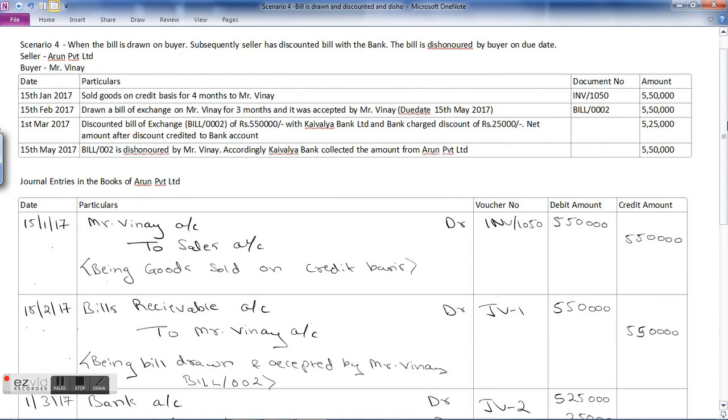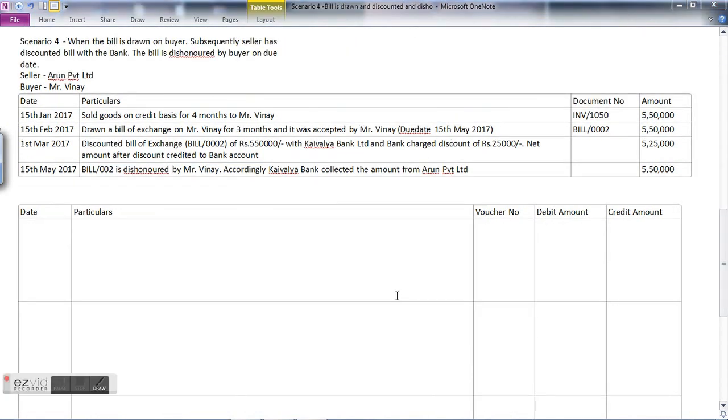Now we will be seeing the entries in the books of buyer, that is Mr. Vinay. So now we'll post the entry in the books of Mr. Vinay. Okay, so journal entries in the books of Mr. Vinay. Okay, so 15 Jan 2017, Arun Private Limited sold goods on credit basis for 4 months to Mr. Vinay. So it will be credit purchases.